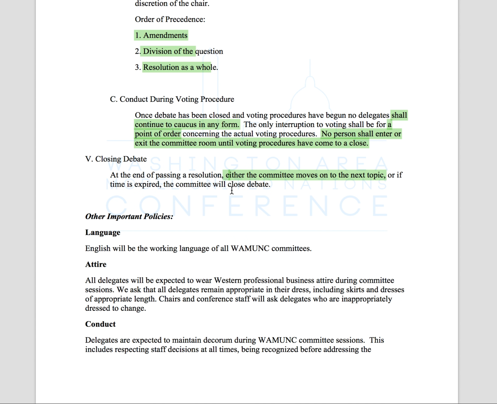Only one topic is normally debated because of how long people can spend talking about it and how long it takes to write the draft resolutions and to do everything. So the committee will normally close debate because time has expired. So keep that in mind.